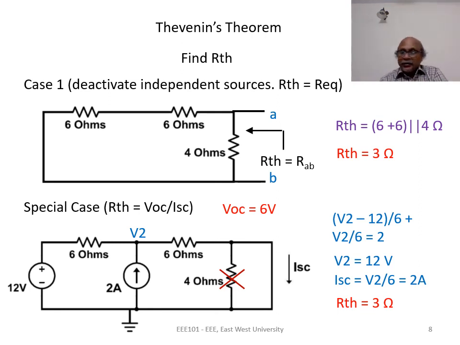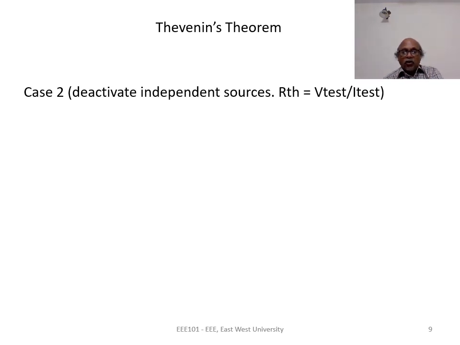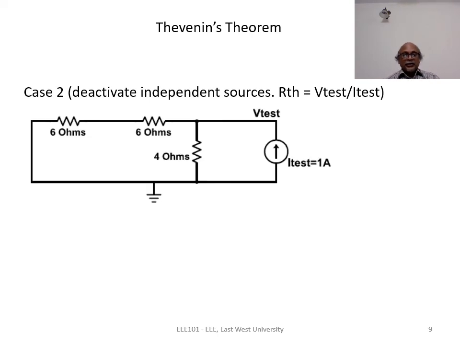Finally, we apply case 2. In case 2, we deactivate all the independent sources and apply either a test voltage source or a test current source between nodes A and B. In this case, we have deactivated the independent current source by an open circuit. We have deactivated the independent voltage source by a short circuit, and we have applied a 1 ampere test current source between node A and node B.